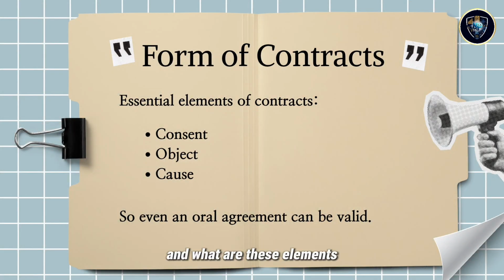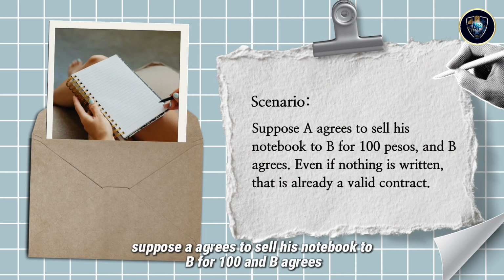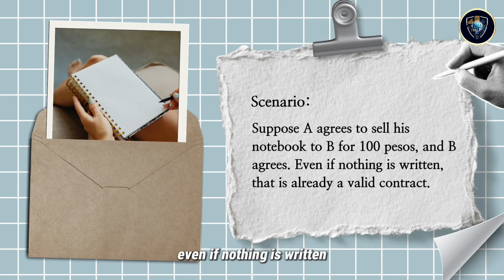And what are these elements? Consent, object, and cause. If those three are present, you already have a valid contract. So yes, even a verbal agreement can be valid. Let me give you an example. Suppose A agrees to sell his notebook to B for 100, and B agrees. Even if nothing is written, that's already a valid contract.